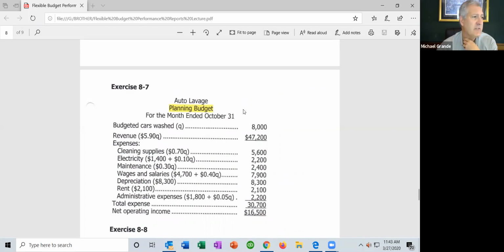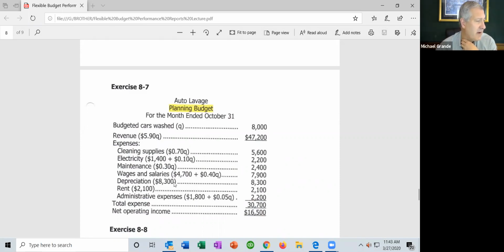Budgeted cars washed. The expected level of activity, 8,000. The revenue, 8,000 cars times $5.90 a car, $47,200. Here are all of your expenses. If it's purely variable, 8,000 cars times 70 cents a car, $5,600. Here's a mixed cost. Electricity, $1,400 plus 10 cents a car. 8,000 times 10 cents is 800. 800 plus 1,400, $2,200.